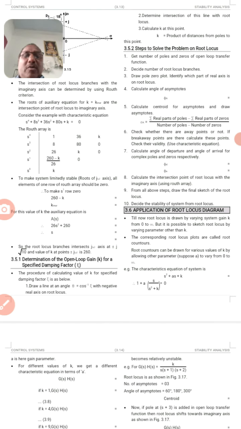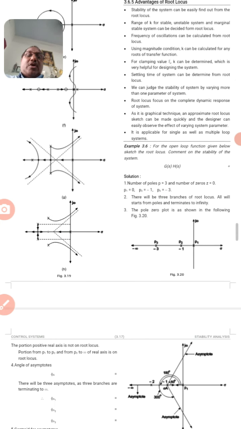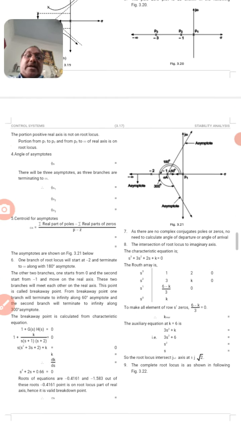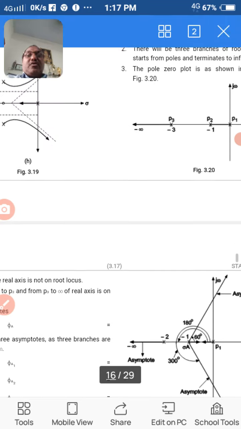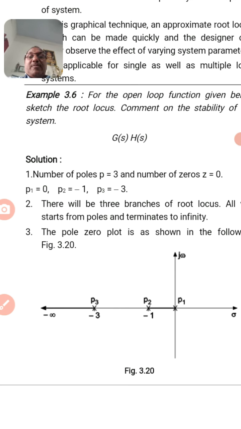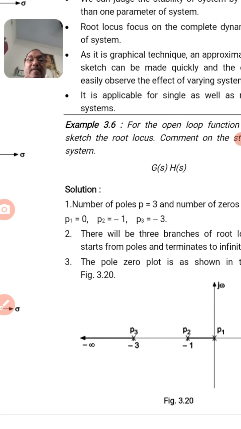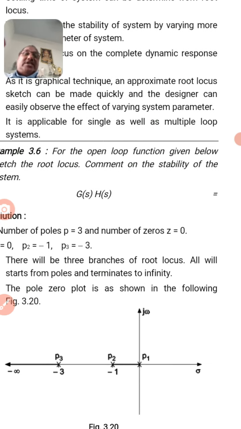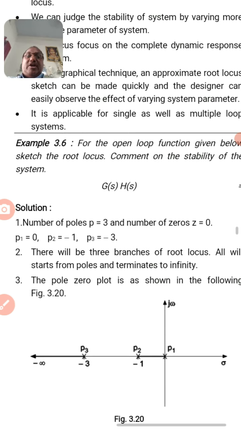Root locus. Now an ultimate question may arise in your mind: why learn root locus? We will directly go to a problem so that you will understand the use of root locus, and then we will come back to theory. Problem 3.6 we will learn. For the open loop function given below, sketch the root locus. Comment on the stability of the system.